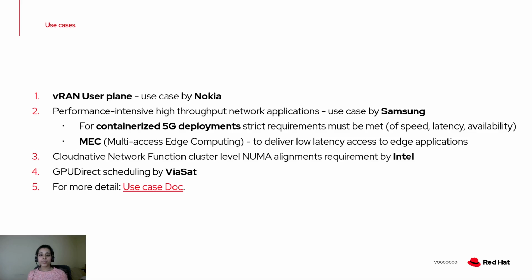So we have the VRAN user plane use case by Nokia, where packets need to be processed with extremely high bandwidth. Pods handling the user traffic require SR-IOV VFs, huge pages, and CPU resources from the same NUMA node. Due to failover requirements, the scheduling of the pod has to be reliable. Then the other piece is containerized 5G deployments and multi-access edge computing, to deliver low latency access to edge applications. And then the third one is cloud native networking function, at a cluster level.